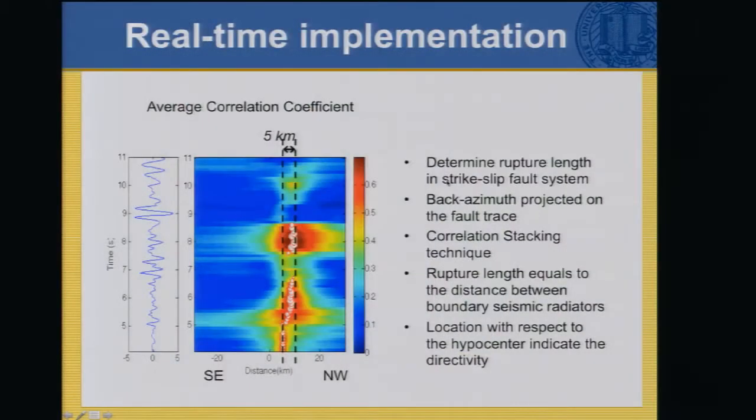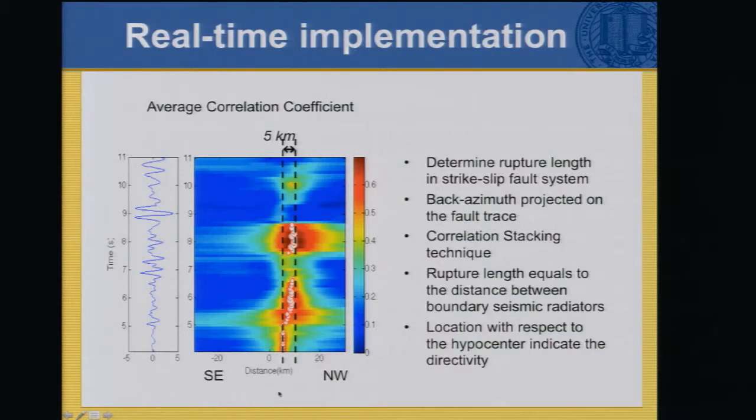Let me explain how this figure works. In the case where we only have one array, we still have to assume the strike of the fault. This is similar to the G-larmS system that Ronnie talked about. But I'm going to show that when we have multiple arrays, we can release that assumption. For this case, let's assume that the fault is parallel to the San Andreas fault.